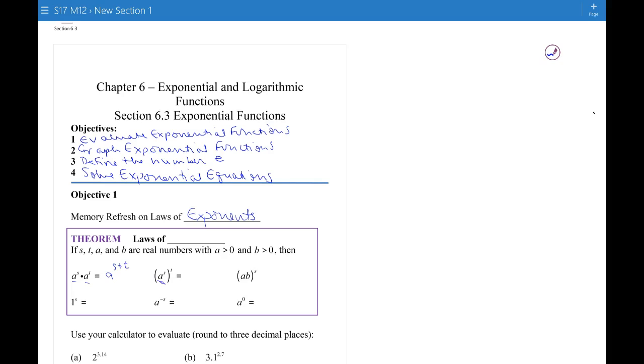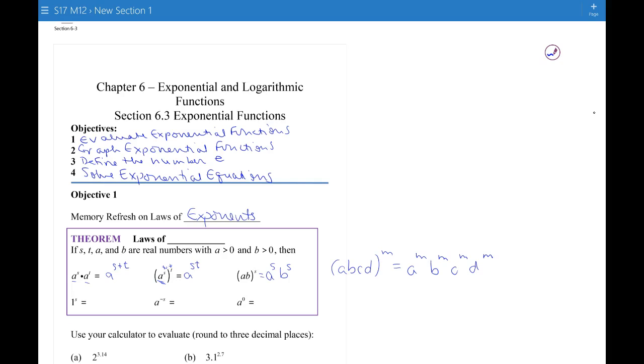If you have one base and two exponents like this, they multiply. If you have two things multiplied together to a power, the power applies to each factor of the product. So if you have (abcd) to the power, it's a to the power, b to the power, c to the power, d to the power. So that's called the product rule for exponents.